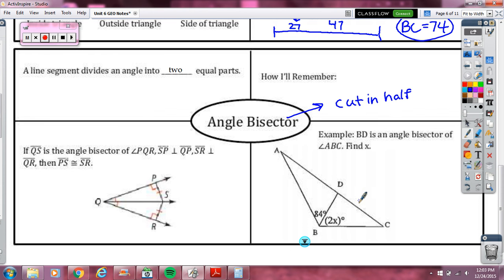And finally, I see my angle bisector, BD. So if BD is an angle bisector, that means that 2x equals 84. So x equals 42. And I'm done.